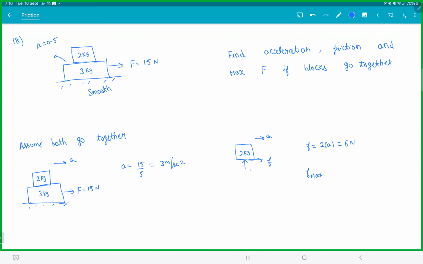Remember, the friction between them will depend only on the normal of this 2 kg block here. This is mu into N, that is 10 newtons. So I can give you 10, but you're asking only for 6. This is your F required. So F required is less than F max. Therefore, assumption is right. First part is done. Both the blocks are going together at 3 meter per second square. And the friction is 6 newtons, not 10.